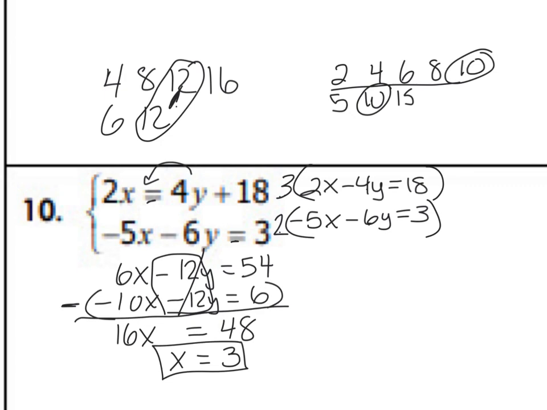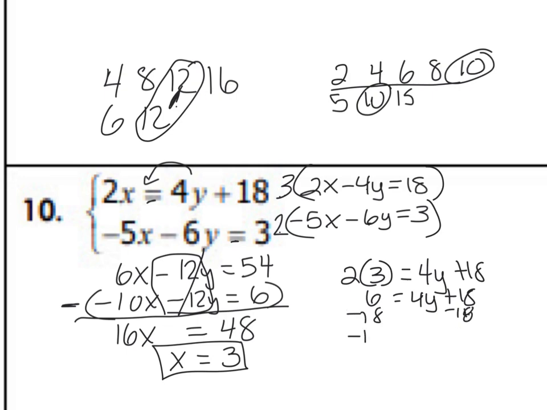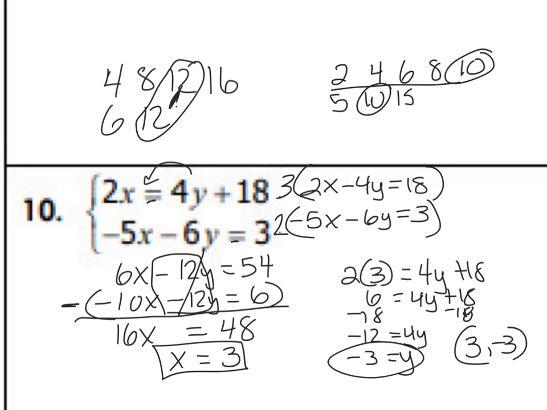Okay, so now I can go back to any equation, go back to an original here. Let's just do the first one, 2x. So 2 times 3 equals 4y plus 18. Okay, so 6 equals 4y plus 18. So I'm going to subtract 18 from both sides. So negative 12 equals 4y. So negative 3 equals y. So my solution is going to be 3, negative 3.